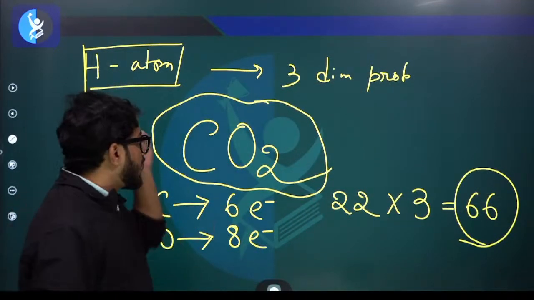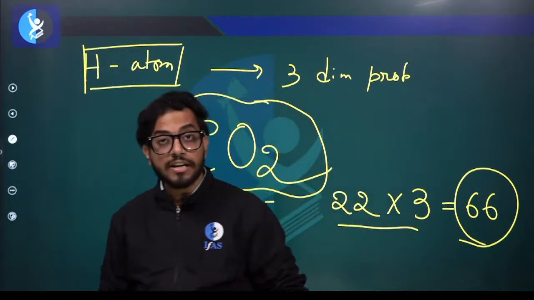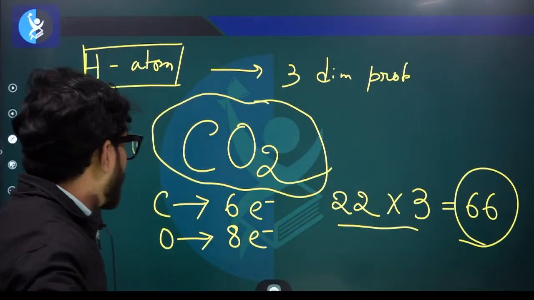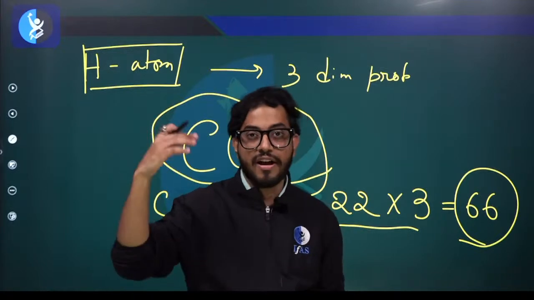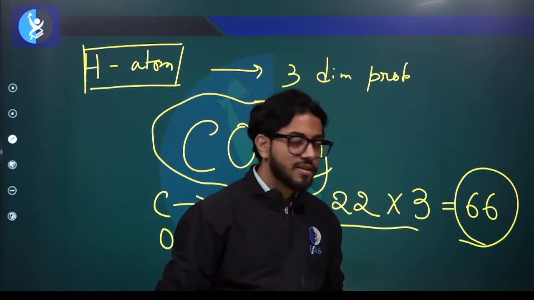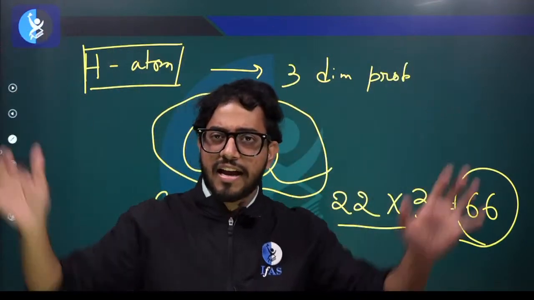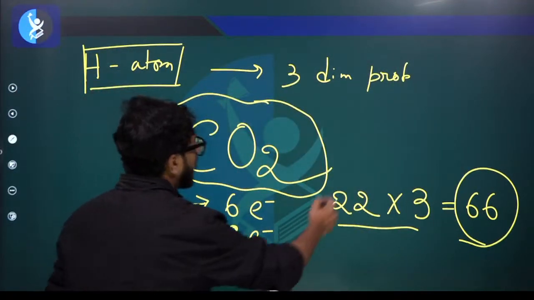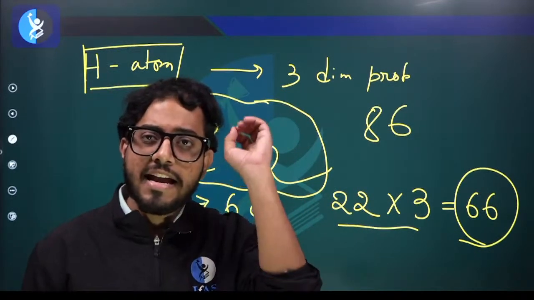In carbon dioxide, there are 22 electrons, so I would need to solve a total 66-dimensional Schrodinger equation. But when you go for research, suppose your guide says, okay, find a molecule, and then we will start the research. Now you have found the molecule, and it's an organic molecule. It has a very gigantic structure. Suppose it has 86 electrons.